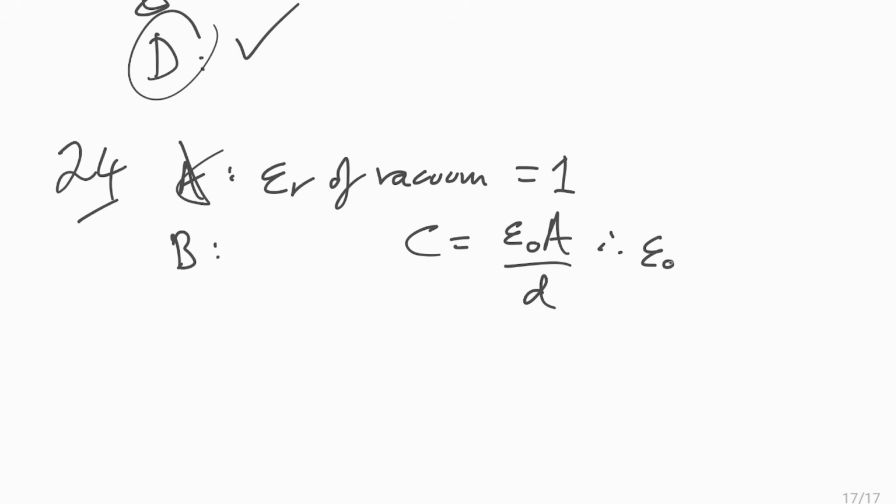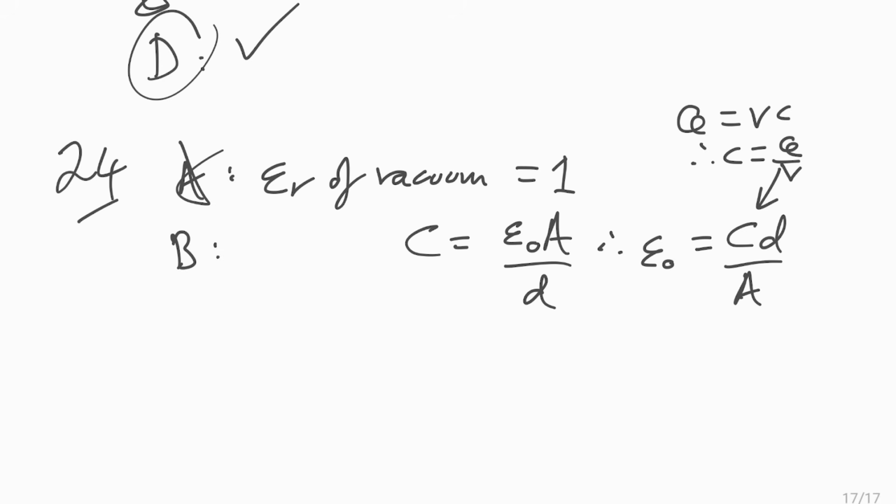So therefore, we're going to say epsilon is equal to CD over A. Okay, so what are we told? The charge stored on a capacitor... Oh, great, we're going to have to go one step further. So Q is equal to VC, therefore C is equal to Q over V. And so therefore, popping this in here, I think this is going to be our answer because it's complicated, and that's the kind of thing that happens. So we end up with QD over VA.